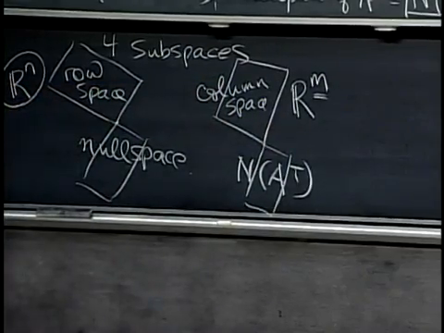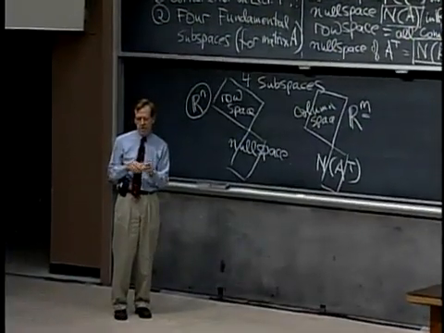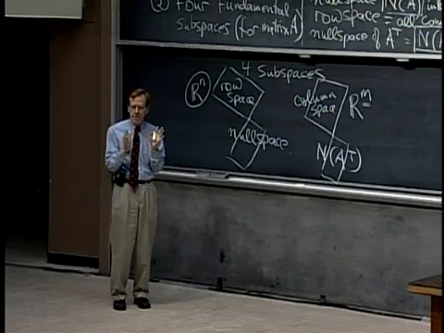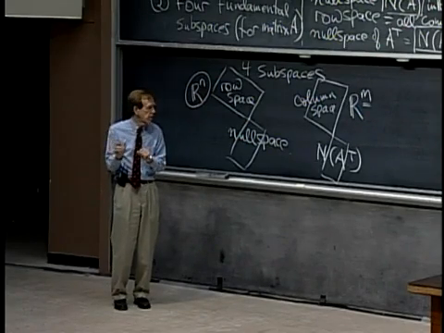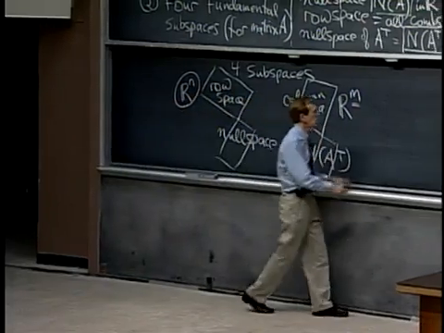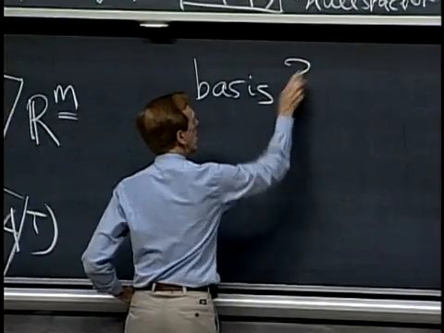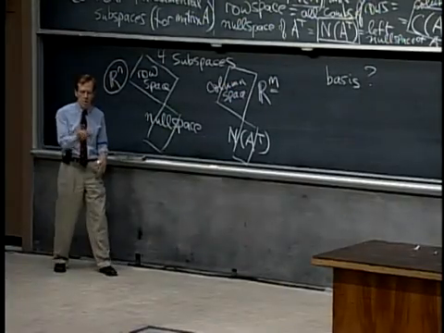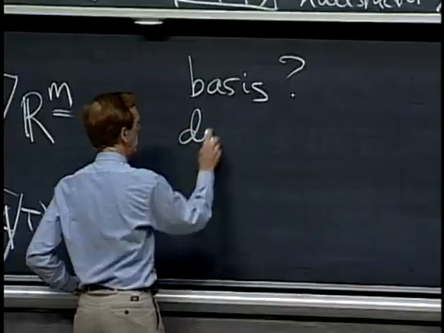Okay. To understand these spaces is our job now. Because by understanding those spaces, we know everything about this half of linear algebra. What do I mean by understanding those spaces? I would like to know a basis for those spaces. For each one of those spaces, how would I construct a basis? What systematic way would produce a basis? And what's their dimension?